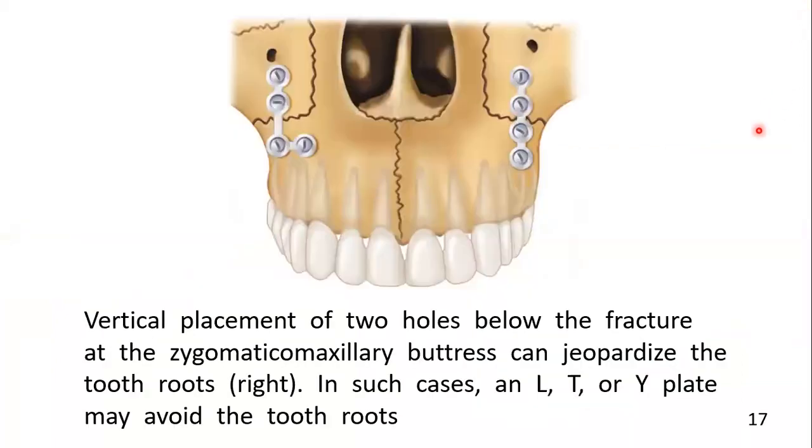Now here you can see that we use an L-shaped plate in the zygomatico-maxillary area in order to avoid damage to the apices of the teeth. So such a straight plate is not recommended, and an L-, T- or Y-shaped plate should be used here.